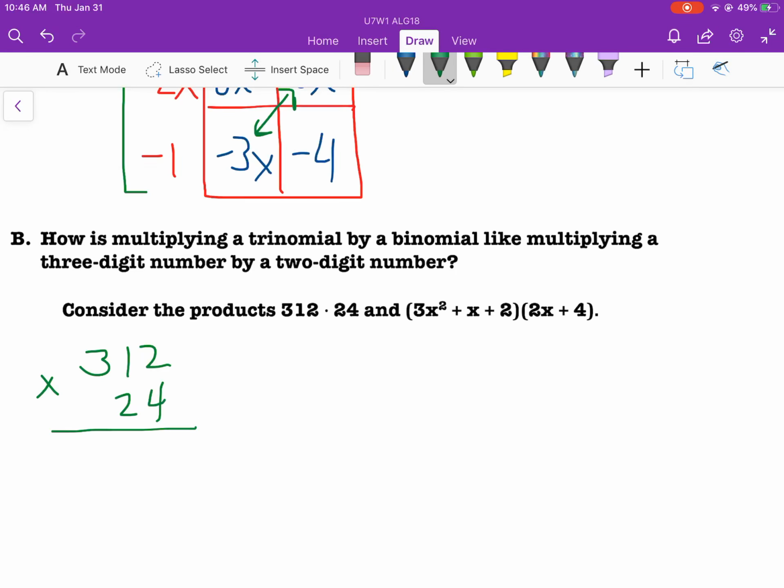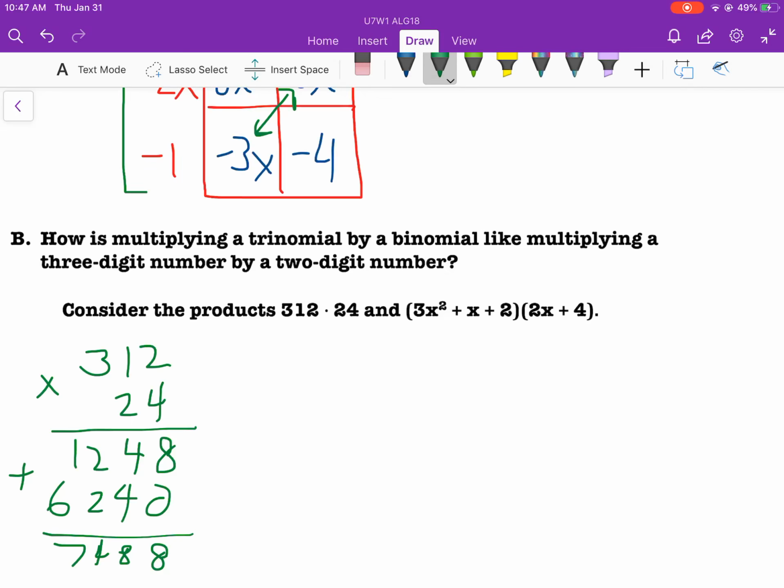The same thing applies. Let's multiply this out for fun, just for giggles. 8, 4, 12, 0, 4, 2, and 6. Add straight down. 8, 8, 4, 7.